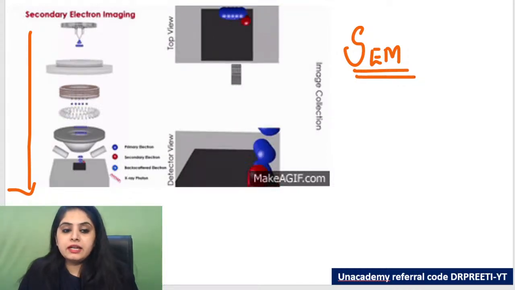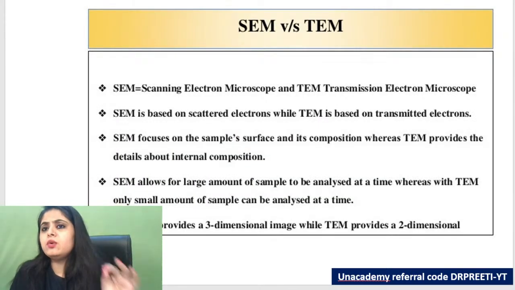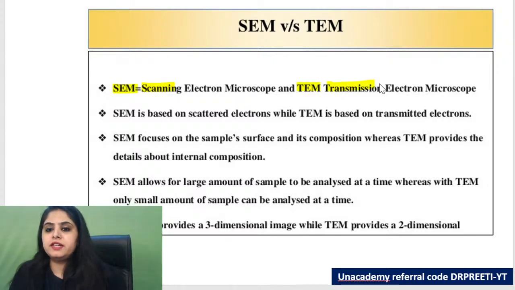Agreed? So now directly from your book, if you want to do some very, very quick differences, I think now everyone will be able to do. See, what is SEM? Scanning electron microscope. What is TEM? Transmission electron microscope. I know this. Very good. Which of them is based on scattered electrons and which of them is based on transmitted electrons? Very simple. Scattered is scanning and transmission is TEM. Which of them is going to focus on the surface of the sample? It is going to be SEM, the scanning one. Scanning is going to focus on the surface. Which of them is going to focus on the internal composition? That is going to be TEM.